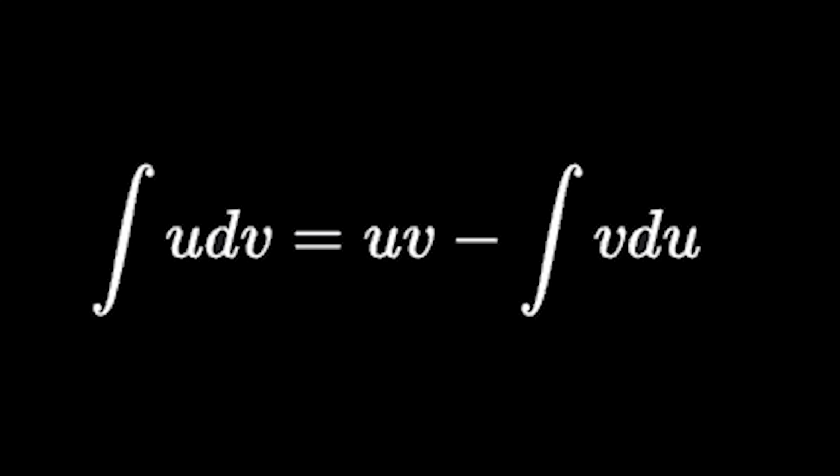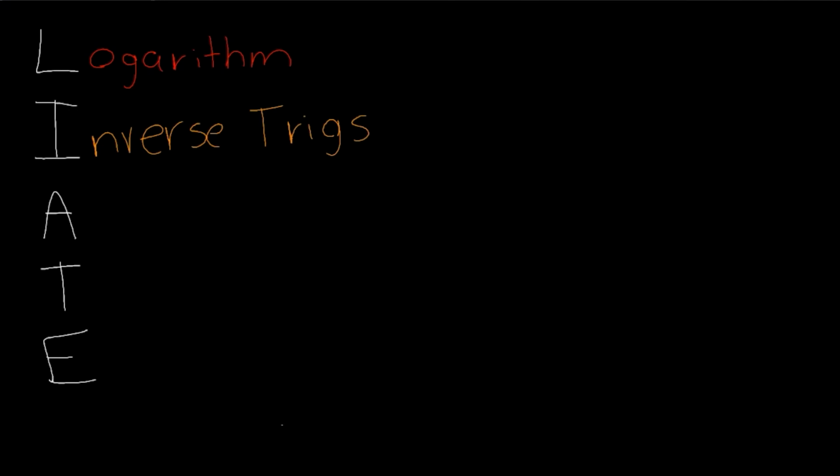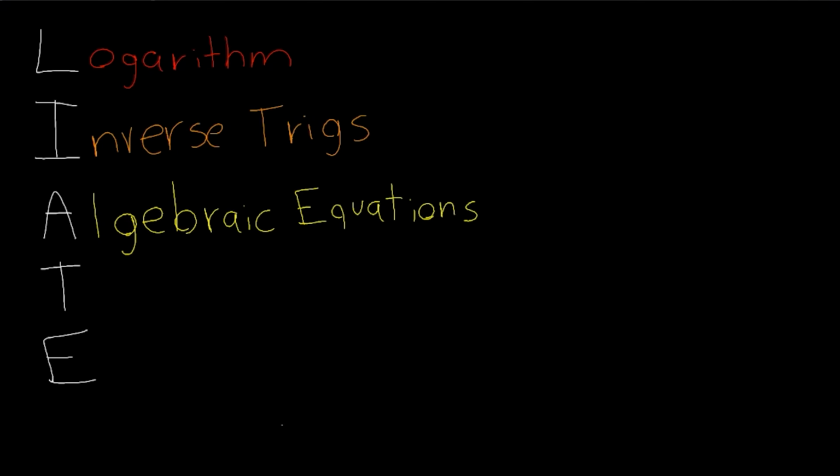In order to properly identify which part of our integrand, u, we differentiate and which part, dv, we integrate, we have a nifty little key which gives us an order in which to choose u and dv. This is known as LIATE, which stands for log, inverse trig, algebraic, trig, and exponential.